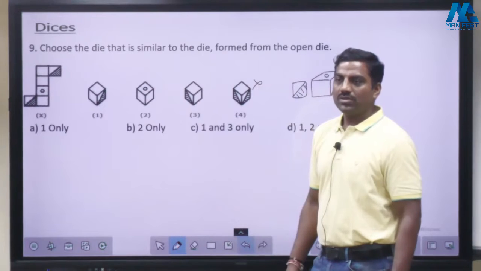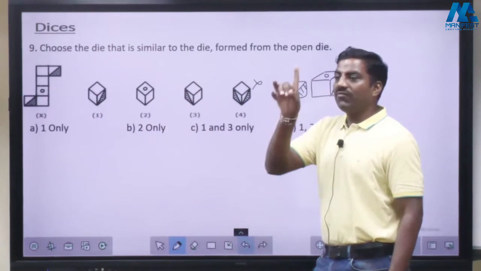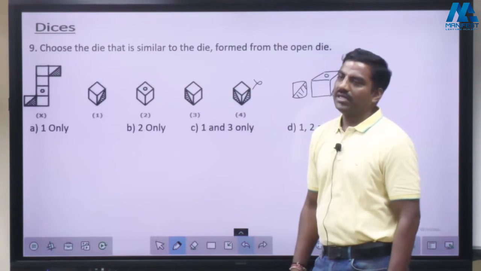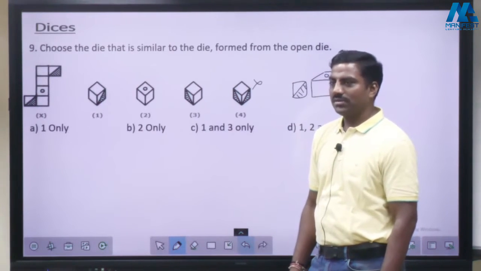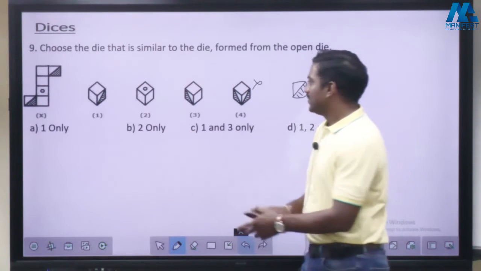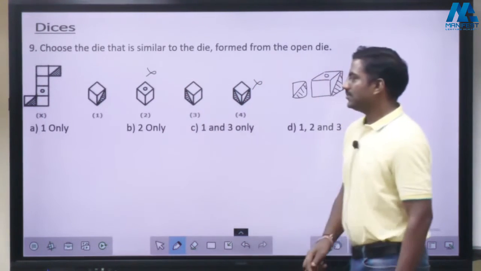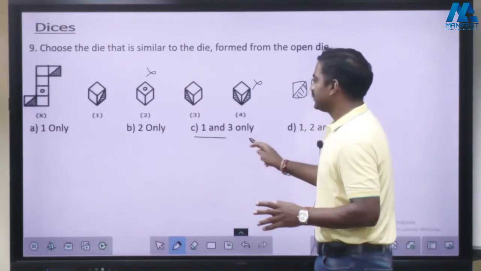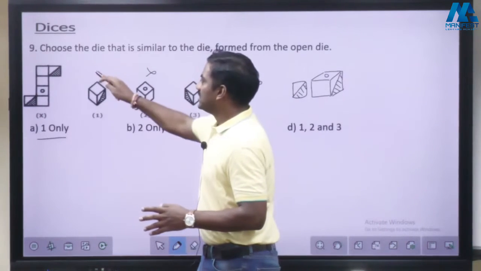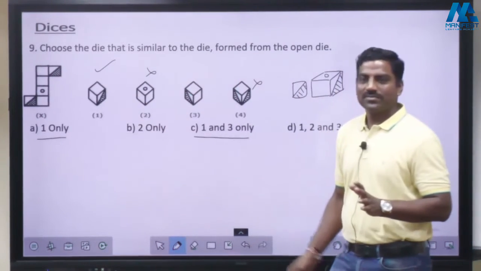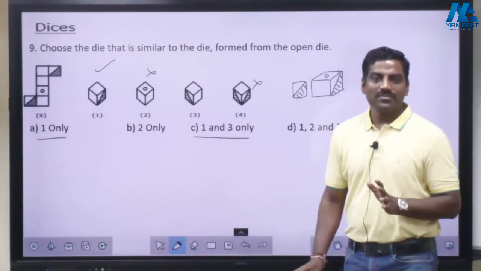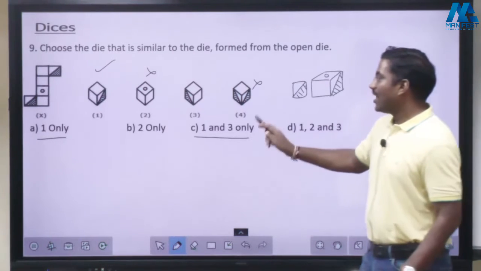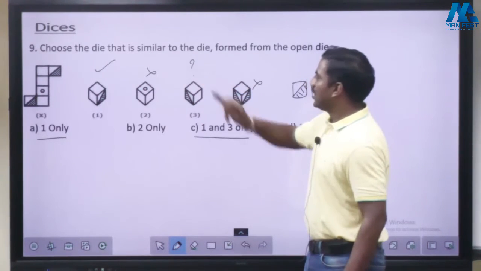What you can do? You can see only one blank along with the dot. Yes or no? Yes? So 2 is gone, 4 is gone. 1 is anyways there, correct? Yes or no? Cool. Now we have to check whether this is right or not.